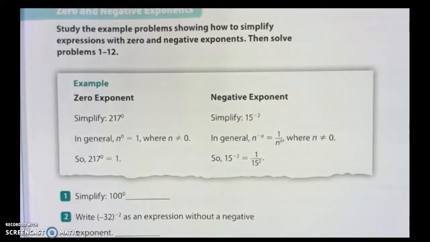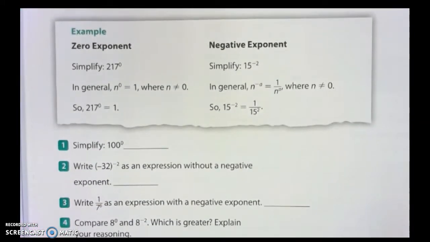I studied the example problem showing how to simplify expressions with 0 and negative exponents. Then solve problems 1 through 12. Y'all should have found this one really easy, I hope.